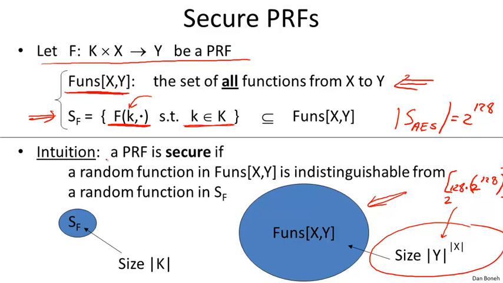And now we say that a PRF is secure basically if a random function from x to y, so literally we pick some arbitrary function in this gigantic set of all functions from x to y, is indistinguishable from a pseudo-random function from x to y, namely when we pick a random function from the set S_F. More precisely, the uniform distribution on the set of pseudo-random functions is indistinguishable from the uniform distribution on the set of all functions.